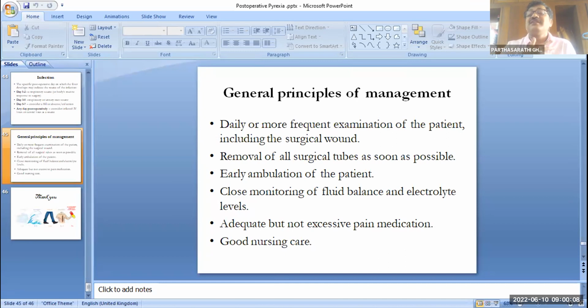That includes mobilization of the patient, prevention of deep vein thrombosis, prevention of UTI, prevention of catheter-related blood-borne infections. So all these things can be addressed by giving good nursing care.